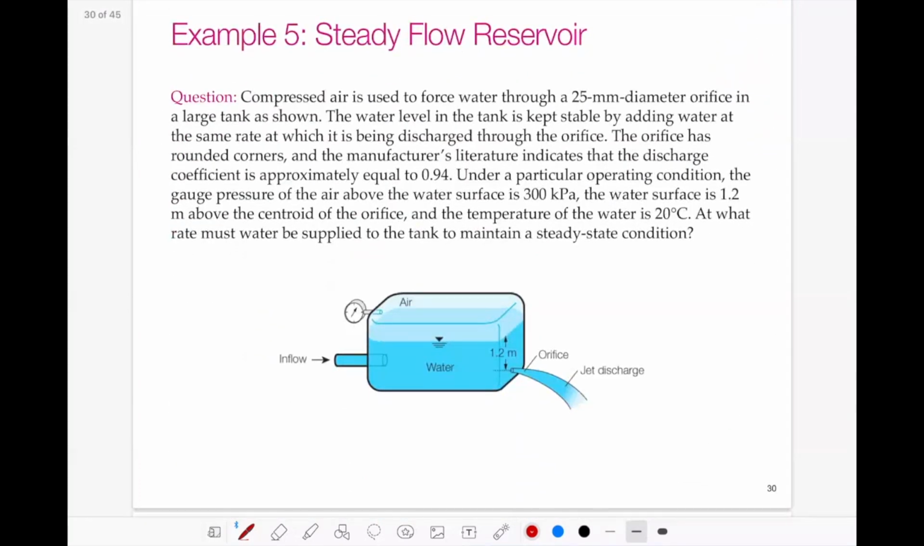So let's look at this example. In this example, compressed air is used to force water through a 25 millimeter diameter orifice. That's over here. So we have A0 is equal to pi times 25 squared over 4, and that's millimeters squared. The water level in the tank is kept stable by adding water at the same rate at which it is being discharged through the orifice.